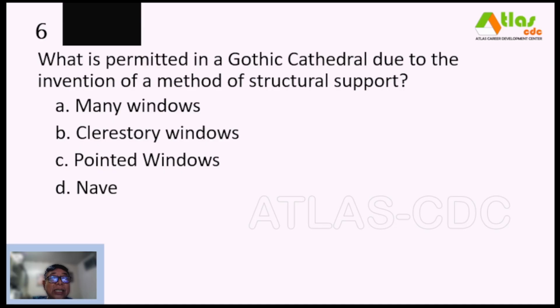Number 6. What is permitted in a Gothic cathedral due to the invention of a method of structural support? A. Many windows, B. Clerestory windows, C. Pointed windows, and D. Nave.